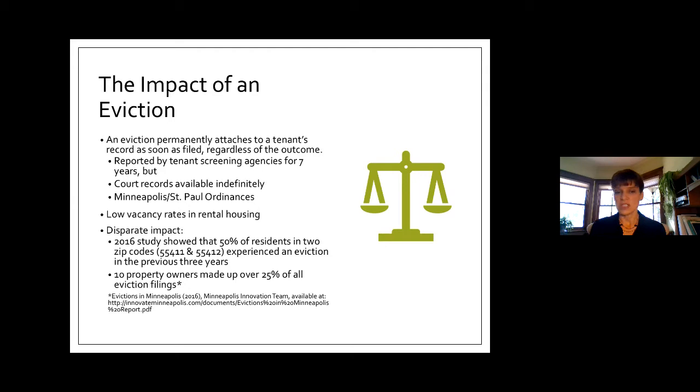Another thing I think is interesting is there were 10 property owners that made up 25% of all eviction filers. And I have to say, for the most part, there are good landlords out there that don't want to evict people and use it as a last resort. But there also is sort of a black market for evictions out there. And I think if people haven't read Matthew Desmond's Evicted book yet, it is a fantastic story that really helps people understand some of the black market forces that go on in the housing market.